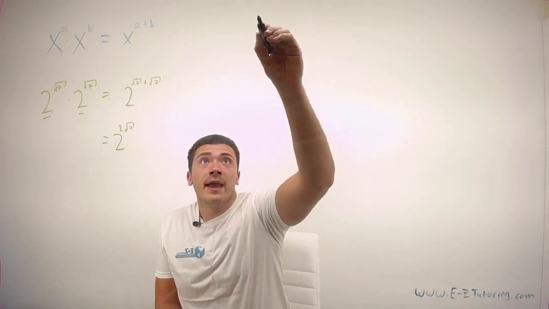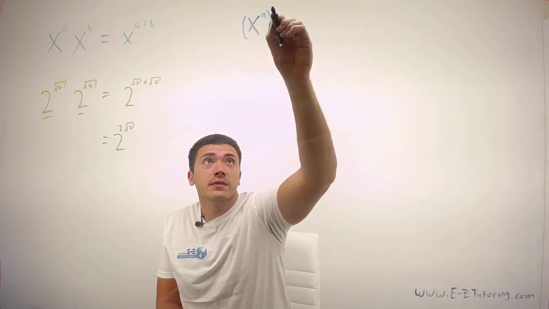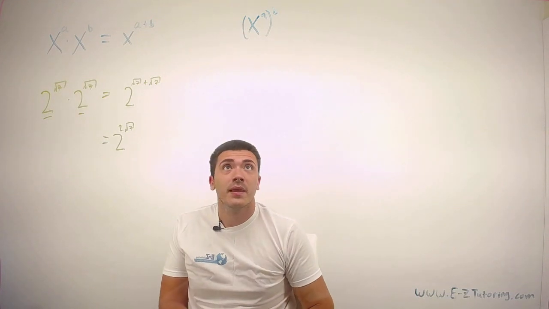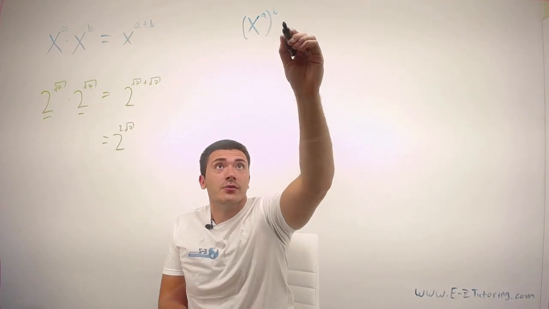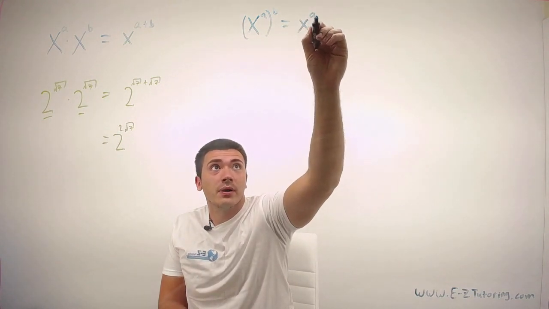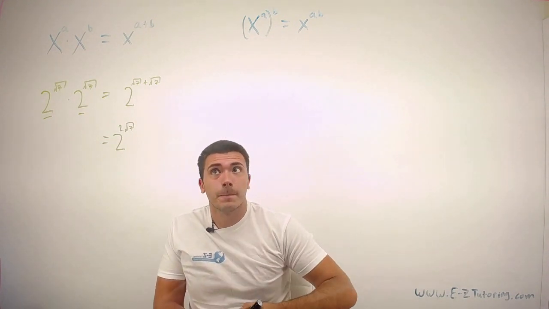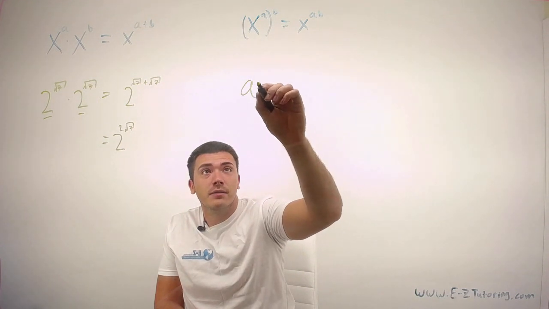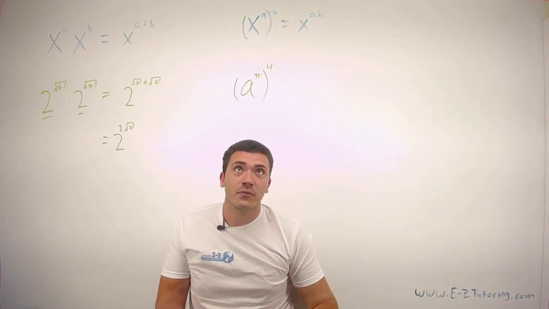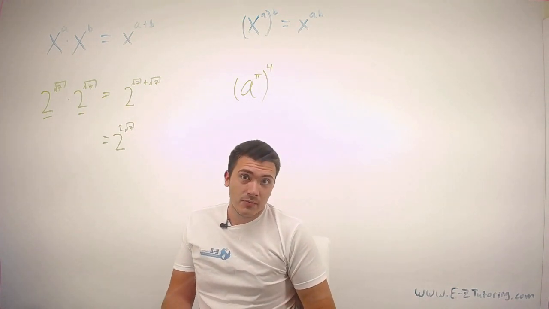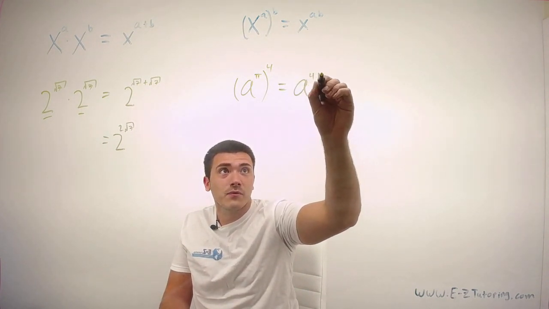Now on to the next rule. Say you have x to the power of a, and all of this is to the power of b. What you do when you have a power on a power is you simply multiply them. So this simply becomes x to the power of ab. So an example of this, say we have a to the power of pi, and all of this is to the power of 4. Well, once again, you simply multiply your exponents together, and you get a to the 4 pi.